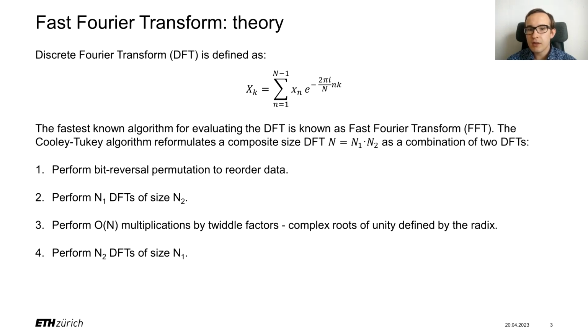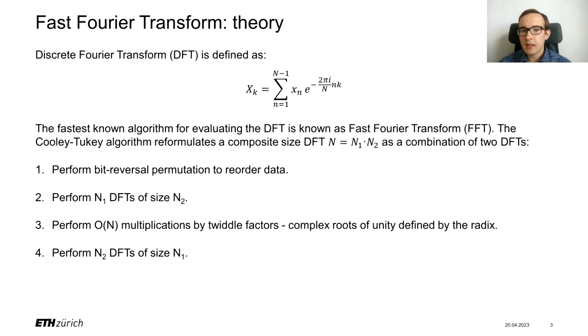The Cooley-Tukey algorithm reformulates a composite-sized DFT as a combination of two DFTs. The steps required to do so are, firstly, perform a bit reversal permutation to reorder the data. Then we perform N1 DFTs of size N2. Then we perform a linear number of multiplications by twiddle factors, complex roots of unity defined by the radix. And in the end, we perform N2 DFTs of size N1.